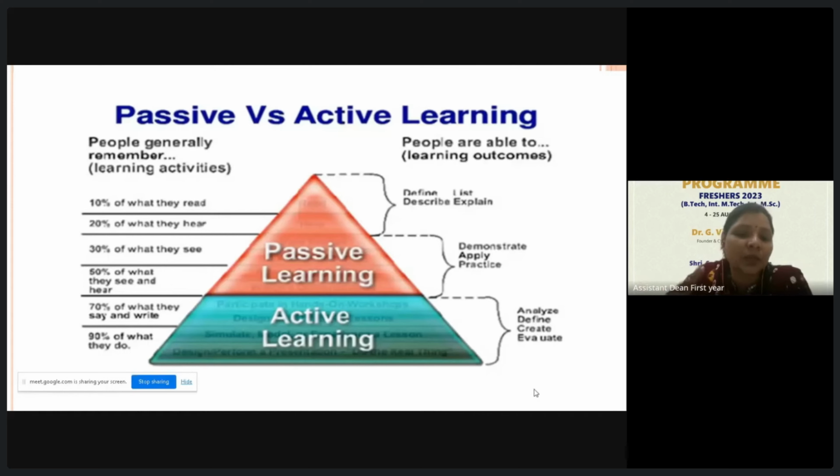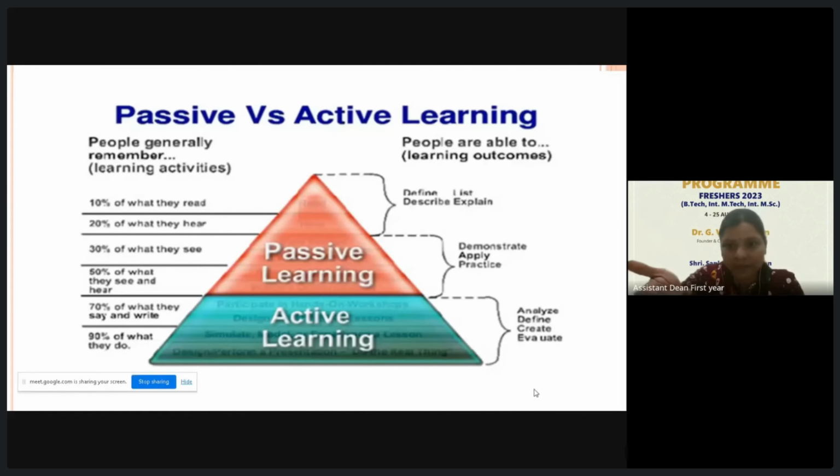Whenever we are talking about passive learning, it is only the learning activities, and when we are talking about active learning, it includes explanation, demonstration, that is application and practice. It includes analysis of particular topics, definition, creation, evaluation. That doesn't mean we need to ignore passive learning totally. Collaborative active learning means that we have to merge both types of learning, active as well as passive, together, just to make that particular topic more understandable.